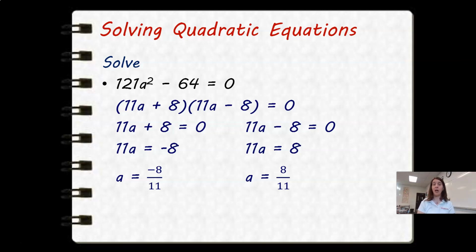Notice in this idea of factoring with the difference of squares, the two answers I get are identical except for their signs. Why is that the case? Because the parentheses were identical except for the signs as well. So that should happen on a majority of your questions here as you're working through the lesson. If you factored with the difference of squares, your two answers that you get from the parentheses should be the same, except one of them being positive and one of them being negative in your question.